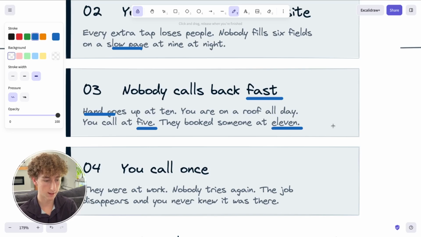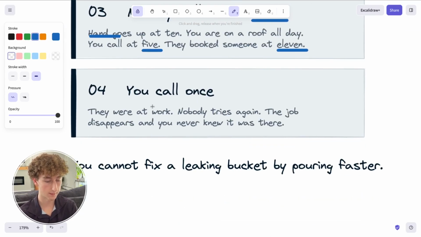So you have no chance of ever booking that person again because they booked with someone else. And then the last thing is what I mentioned earlier as well: you call once, you have no follow-up. So say they're at work, they filled out the form on lunch, they go back off lunch and it's 1, 2 o'clock in the afternoon. They're back at work. You don't call them again, you don't call them after work, and the job disappears completely and you never knew it was there.